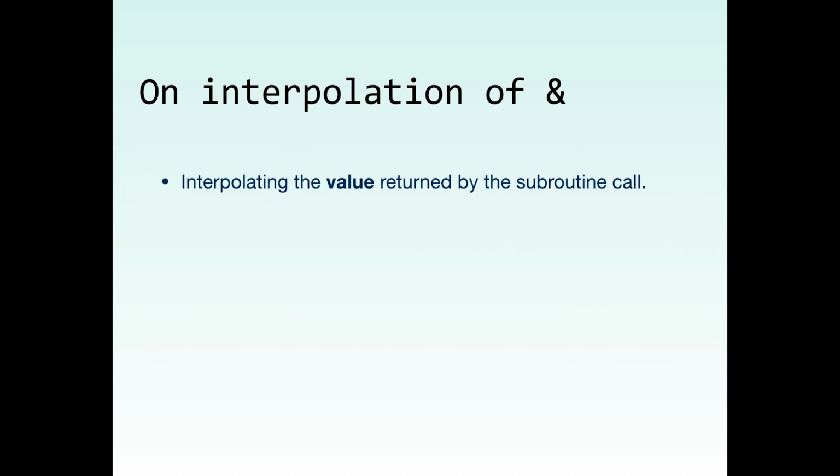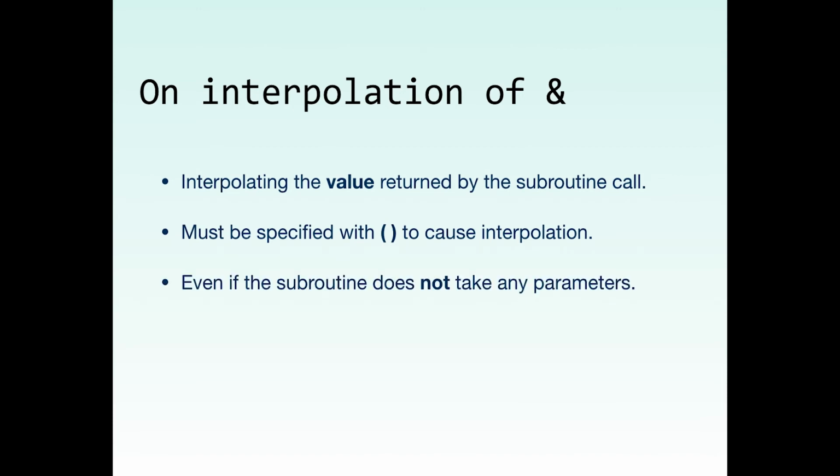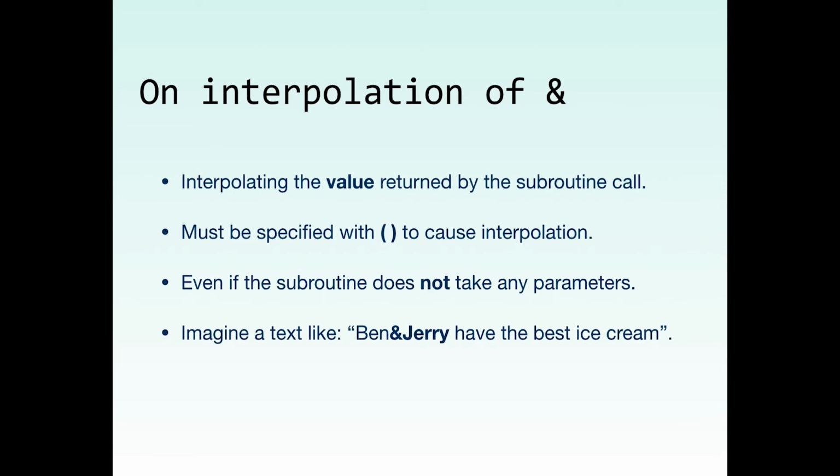On the interpolation of ampersand, as I said, it will interpolate the value returned by the subroutine call. It must be specified with parentheses to cause interpolation, even if the subroutine actually doesn't take any parameters. Because suppose you have a text like this: Ben and Jerry have the best ice cream. You don't want the executor to look for a subroutine called Jerry that you probably don't have and cause an execution error.